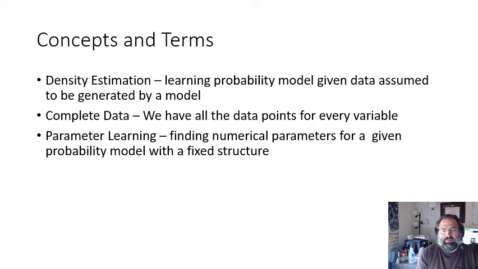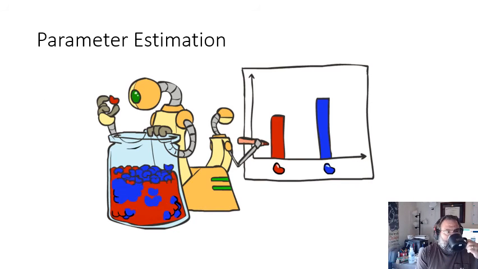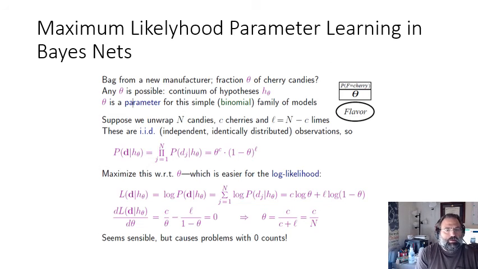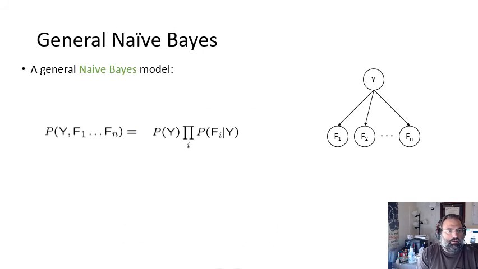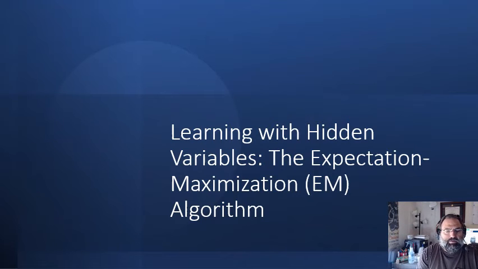When you have complete data, you have all the data points for every variable. That is not as common as the case of not having them all. When you do parameter learning, you're basically trying to find a numerical parameter for a given probability model with a fixed structure. It's not dynamic. It stays the same between executions or evaluations. So how do you estimate a parameter? You may do it using Bayes nets, basically. So maximum likelihood parameter learning and Bayes nets, again one possible solution. You may also do something with a general naive Bayes as well.